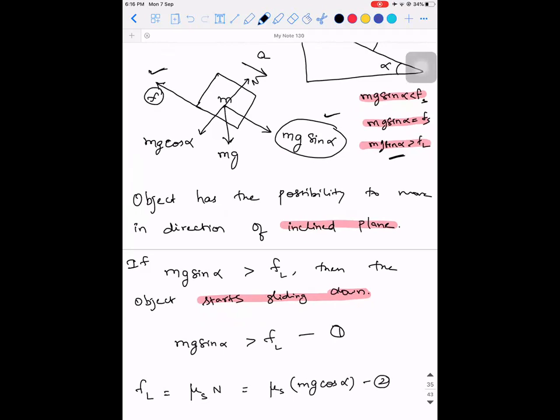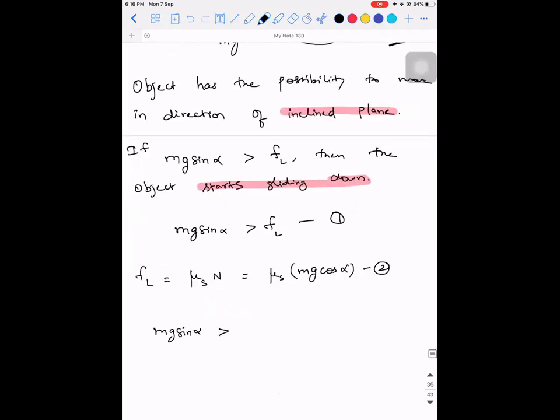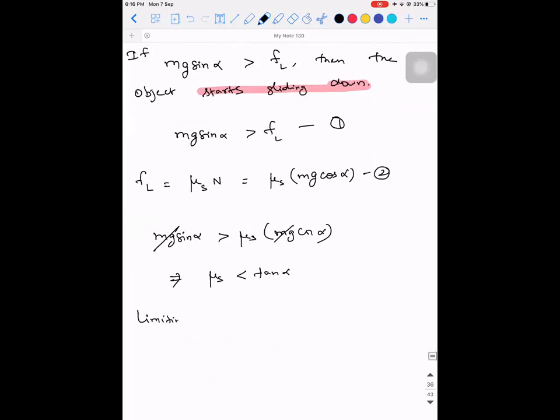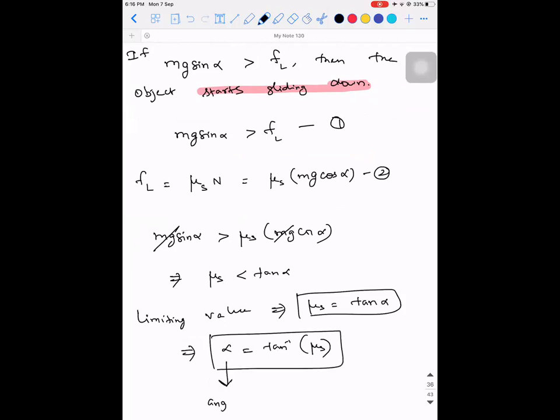If I take this as equation number 2, then if mg sin alpha is greater than mu s into mg cos alpha, then mg and mg will get cancelled. So mu s should be less than tan alpha, and the limiting value, limiting doesn't mean limiting friction, limiting means mathematical limiting, is mu s equal to tan alpha, which implies alpha is equal to tan inverse of mu s. And this alpha is what is called the angle of repose.